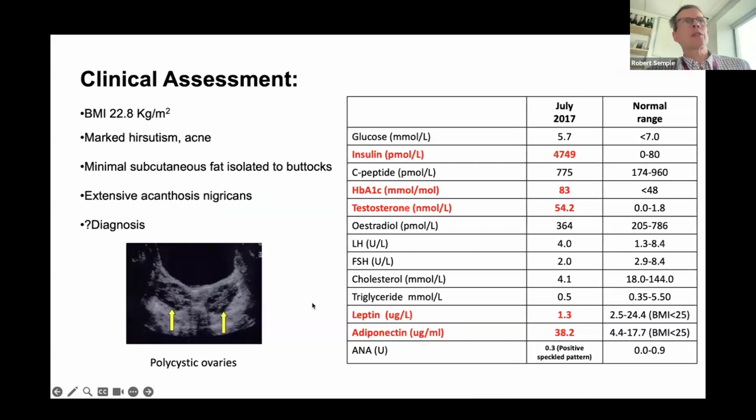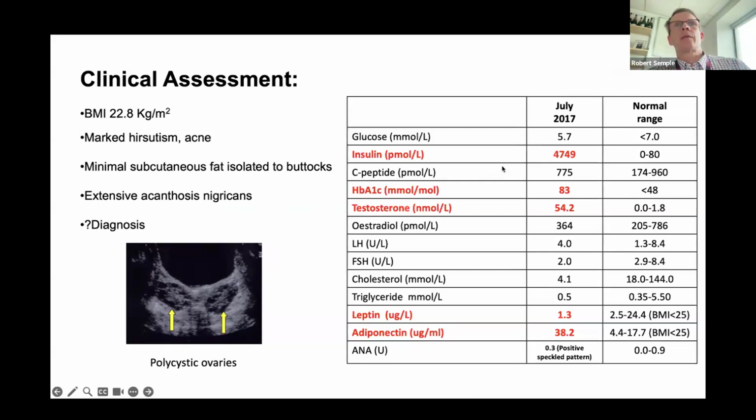So when she was assessed in Cambridge, she was lean. She had marked hirsutism and acne, minimal subcutaneous fat, more prominent residual fat on her gluteal region than elsewhere, very extensive acanthosis nigricans, and acutely enlarged ovaries. And remember, this is different to those other cases because this is a young woman who had been normal until this problem had developed fairly quickly over the course of 6 to 12 months.